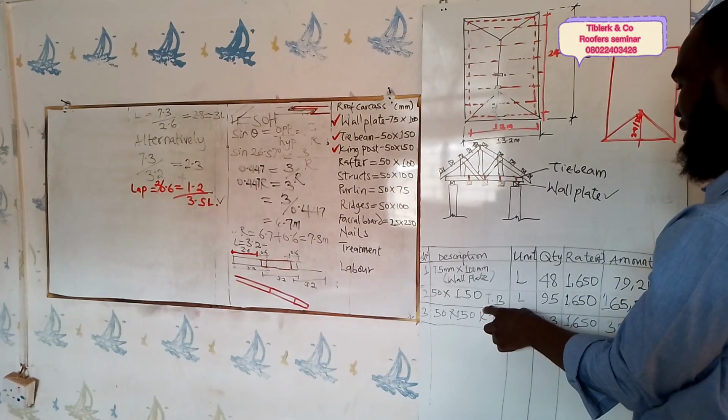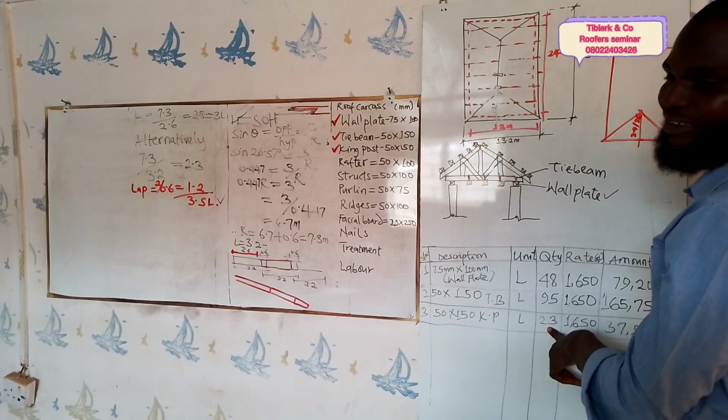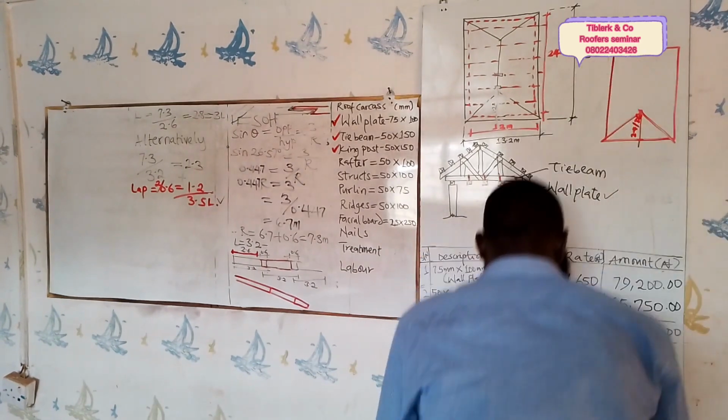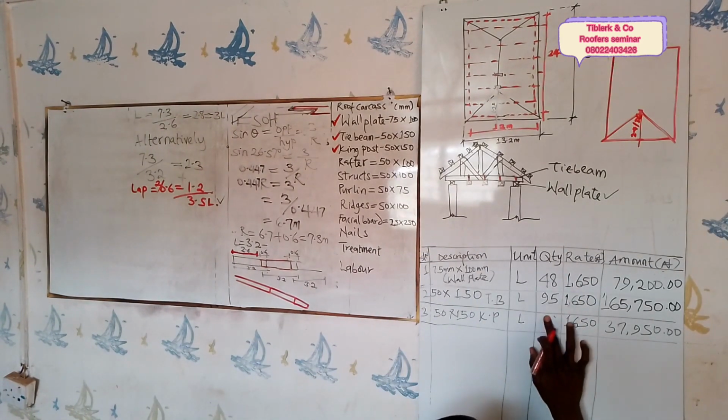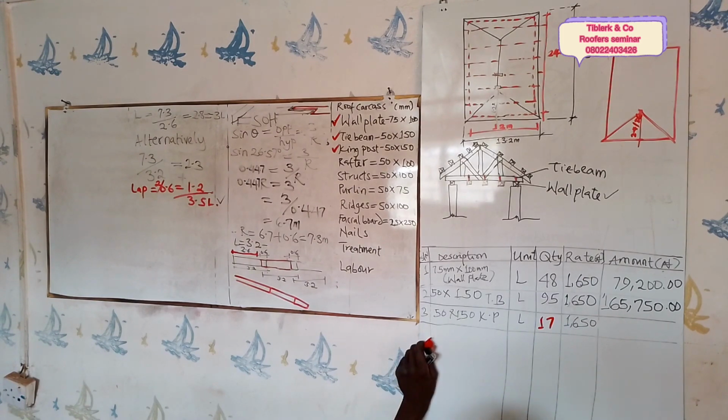So our king post should be 23 minus 6. So what would that give us? 23 minus 6, 17. 17 times this will be what? 17 times 1,650. Yes. 28,015.